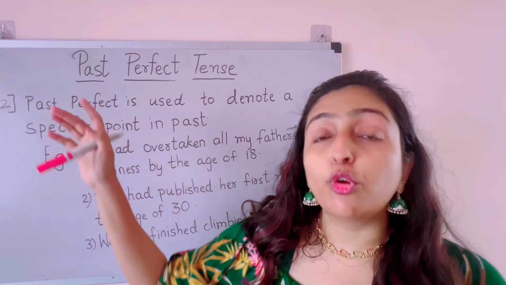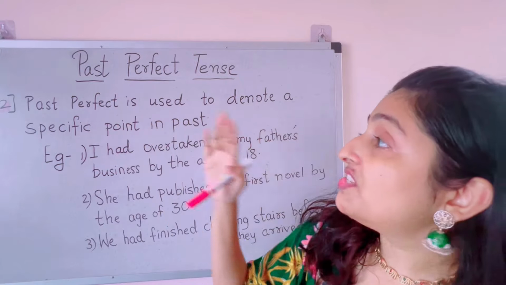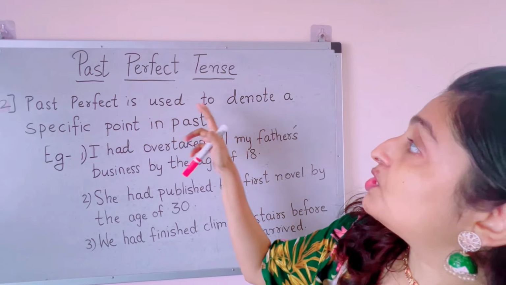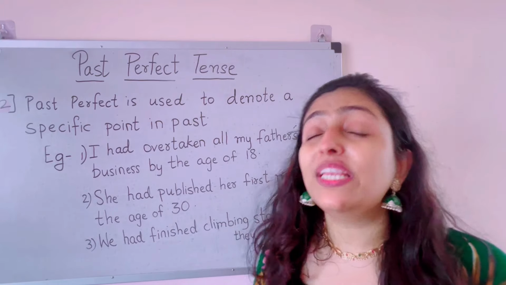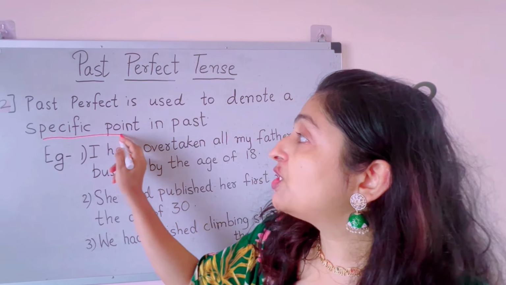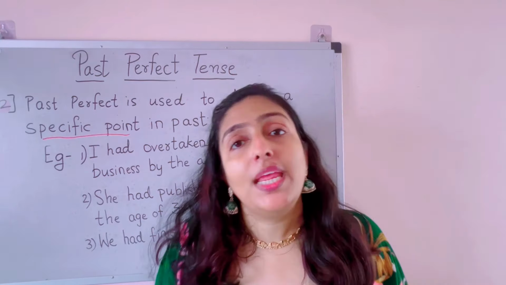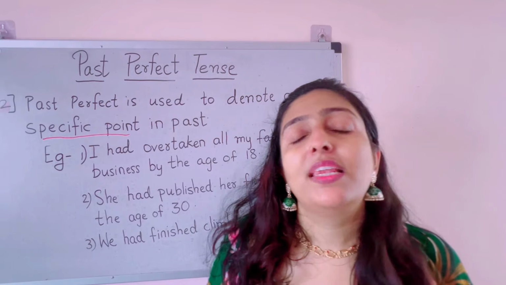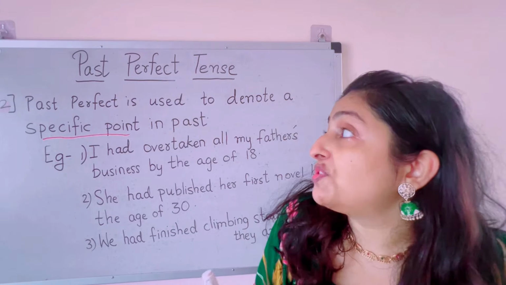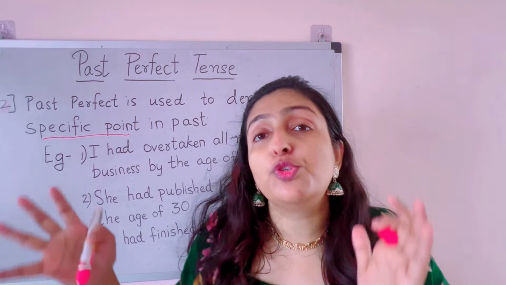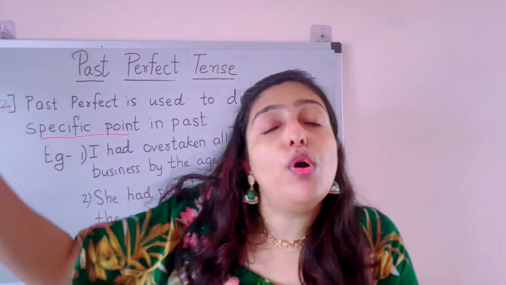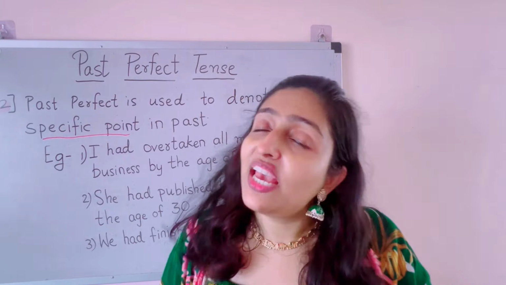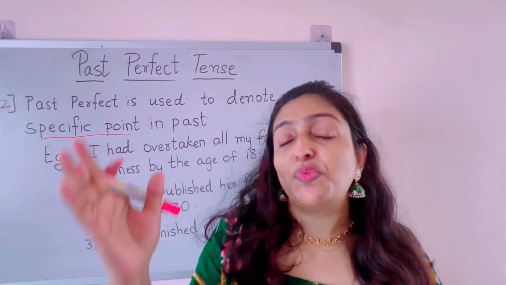So this is rule 2. Past perfect tense is used to denote a specific point in the past. Let me make it clear. Past perfect is used to denote up to a certain point of time. Up to a certain point of time is denoted by past perfect.